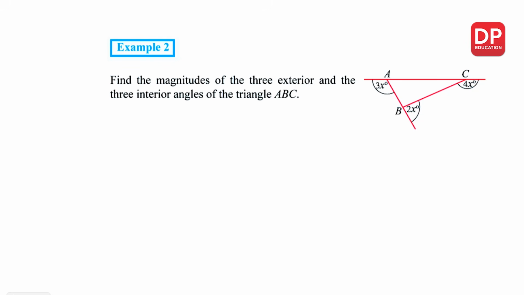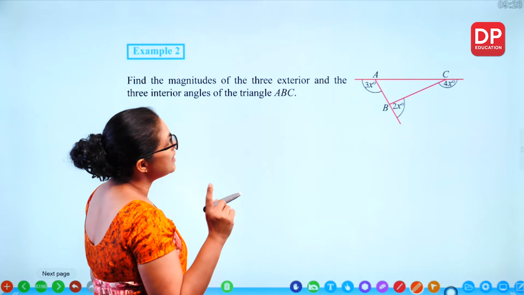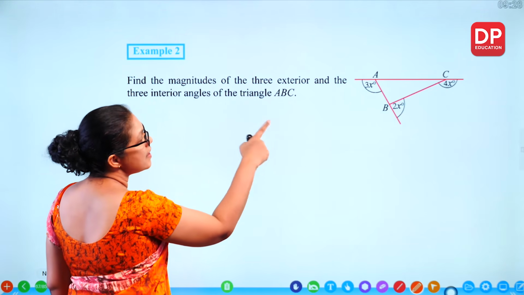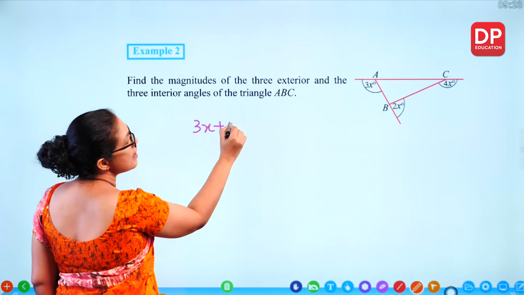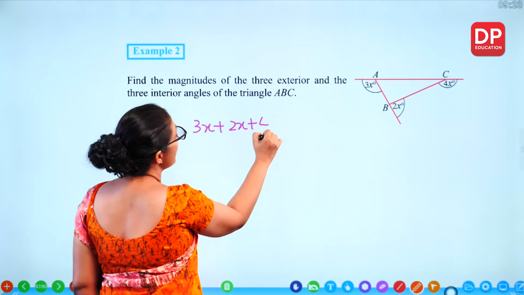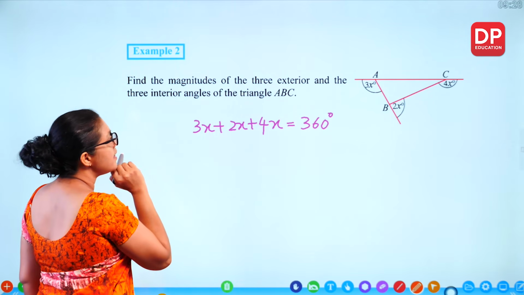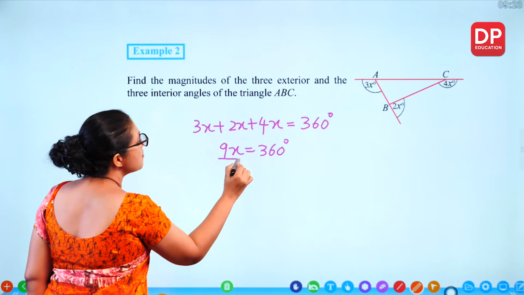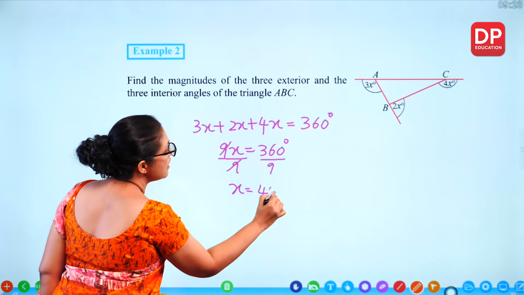Example number 2. Find the magnitudes of the 3 exterior and the 3 interior angles of the triangle ABC. Now, we know the exterior angles add up to 360. So I can write 3x plus 2x plus 4x is 360. So when you add it, you get 9x equals 360. Divide this by 9. You get x equals 40 degrees.